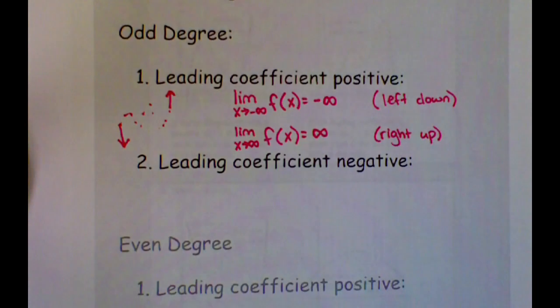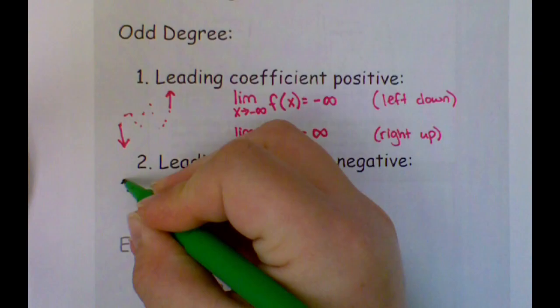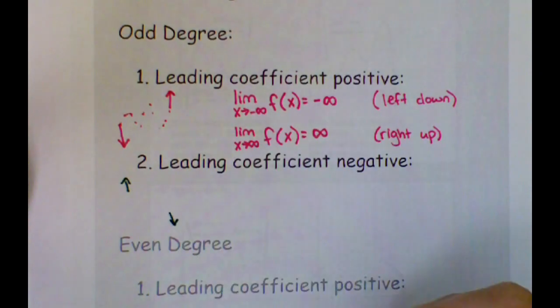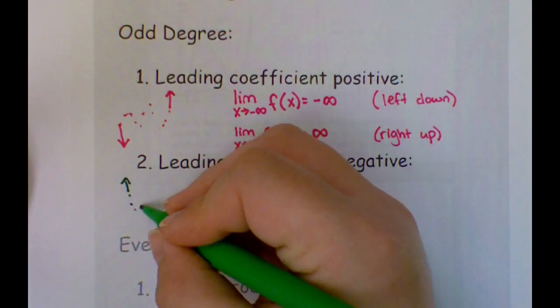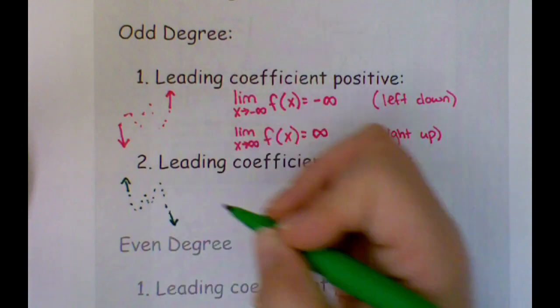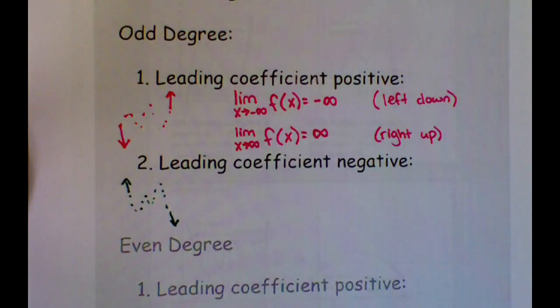If the leading coefficient is negative on an odd degree, it flips everything over. The left side goes up, the right side goes down. In the middle here, it does whatever it feels like. We'll talk about that stuff later.